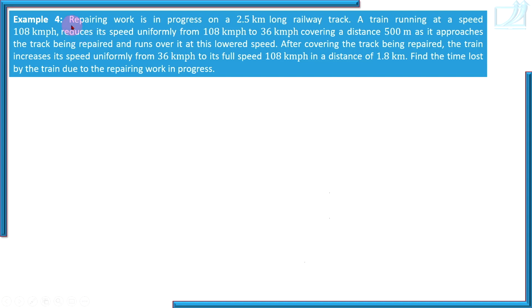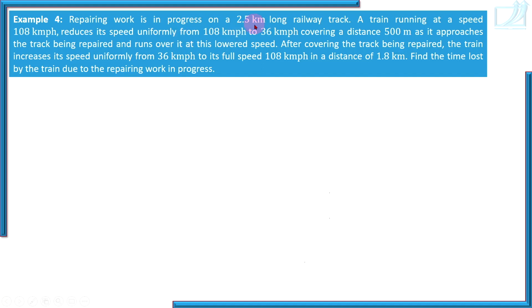Let's read this problem. Repairing work is in progress on a 2.5 kilometer long railway track. A train running at a speed of 108 kilometers per hour reduces its speed uniformly from 108 kilometers per hour to 36 kilometers per hour, covering a distance of 500 meters as it approaches the track being repaired, and runs over it at this lowered speed. After covering the track being repaired, the train increases its speed uniformly from 36 kilometers per hour to its full speed of 108 kilometers per hour in a distance of 1.8 kilometers.